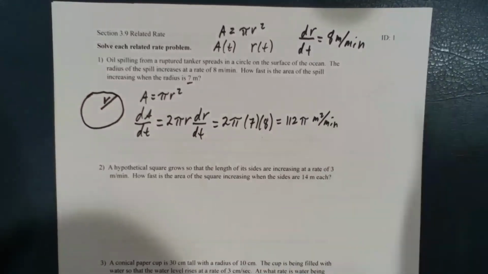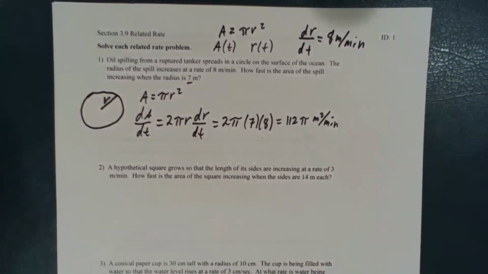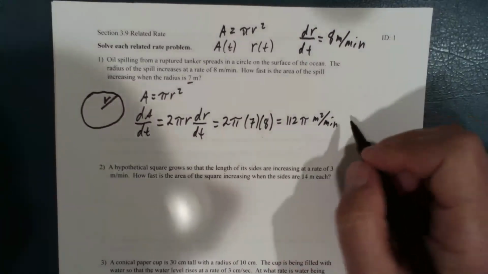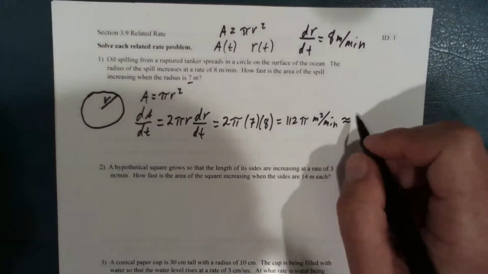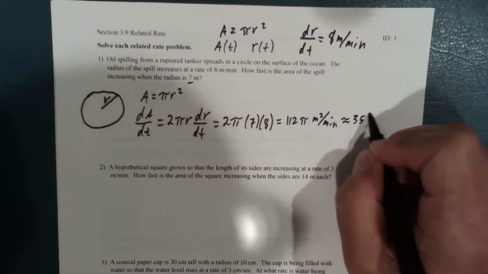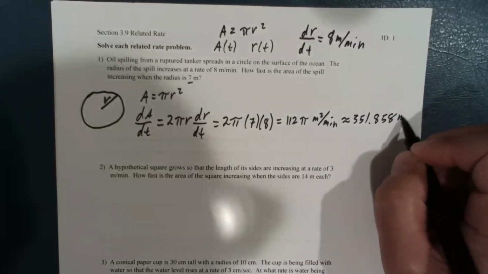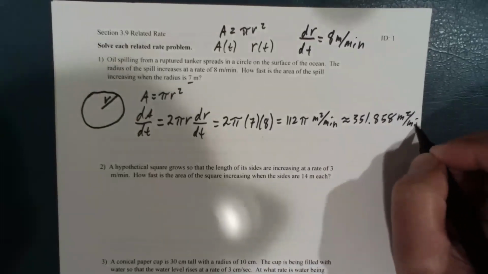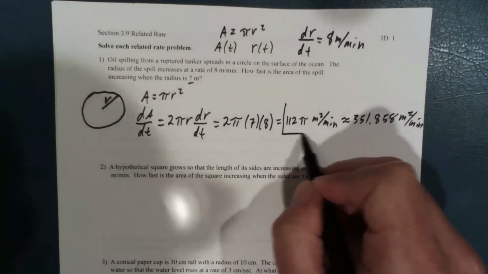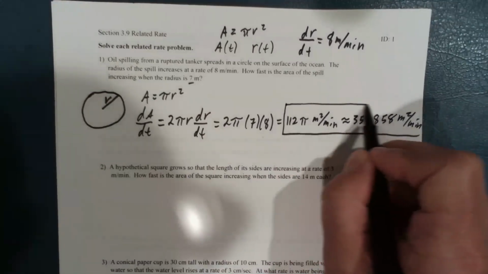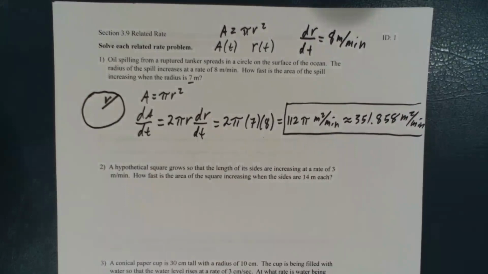Now, your teacher may want you to round it off to the nearest decimal or whatever. So when we multiply 112 times pi, we're going to get about 351.858. Again, this is square meters per minute. So you have to find out what your teacher is looking for. They're looking for a decimal approximation or an exact value in terms of pi.